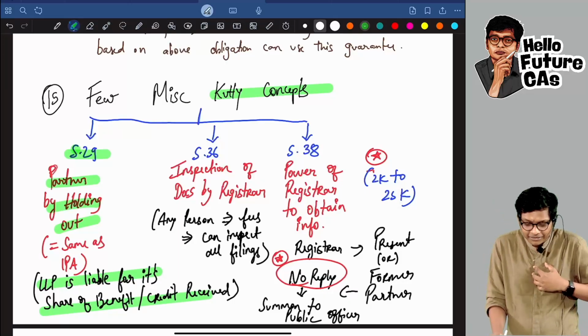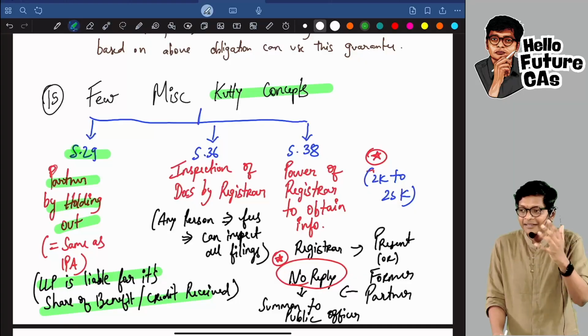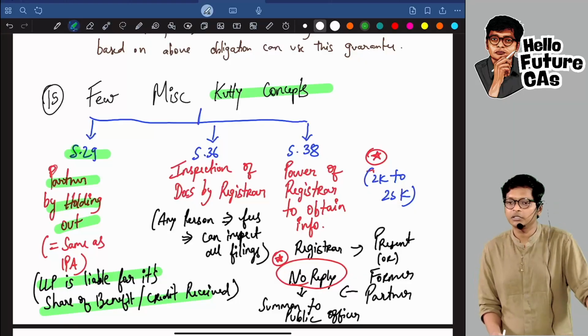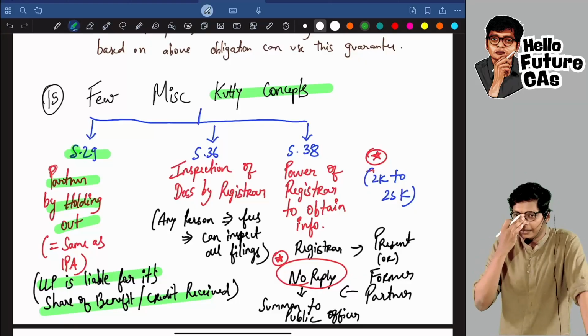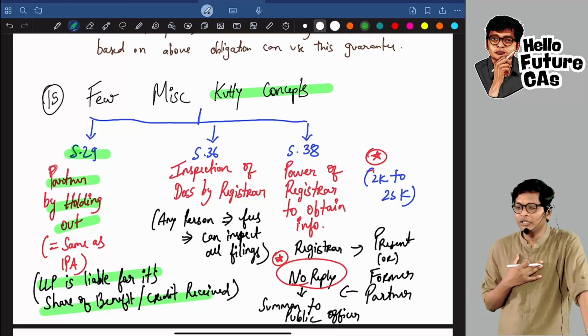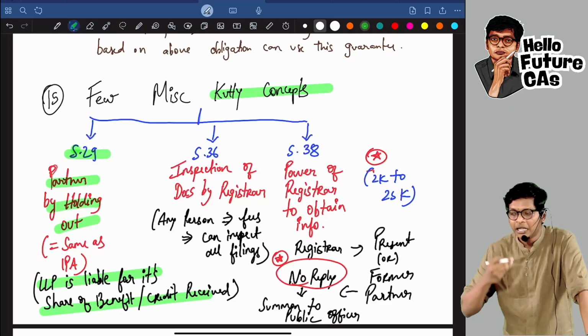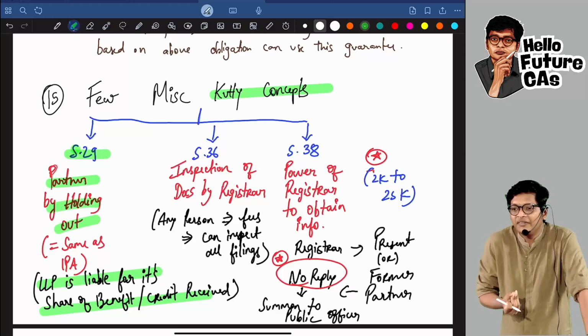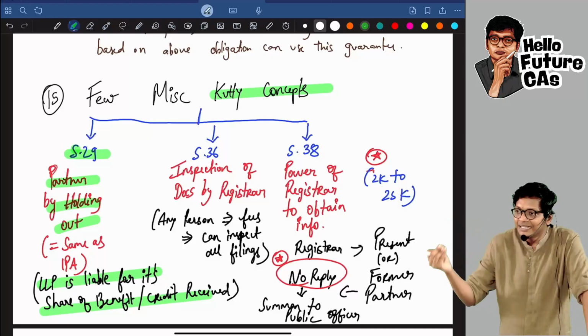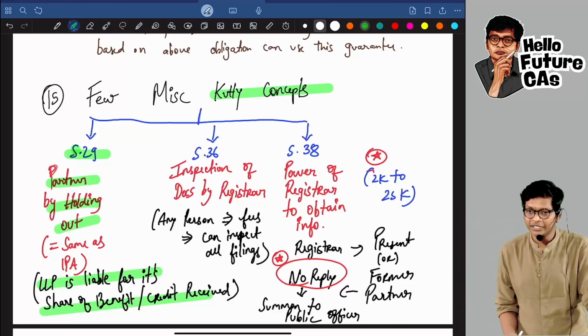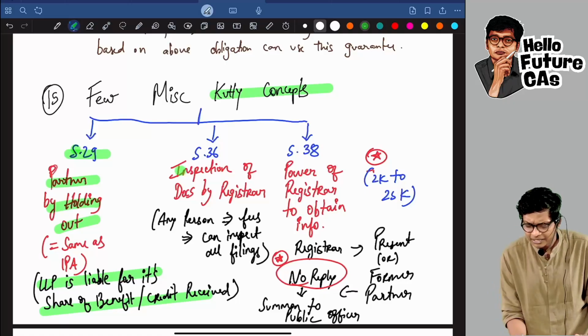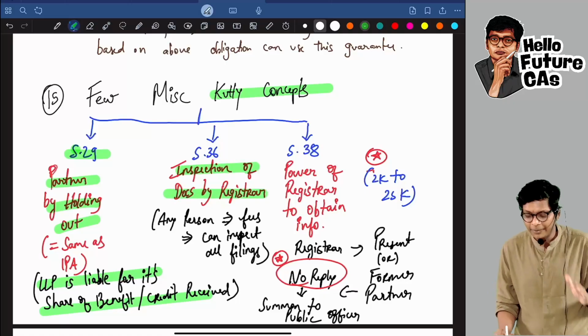If that person comes and says, okay, I did something, then the LLP has to pay for that. For example, I am not a partner of Sangeeta Hotels, but I go and act as a partner. I go and take a loan on behalf of the LLP, which is within my authority, then the LLP has to pay. Are you following, guys? That's it.